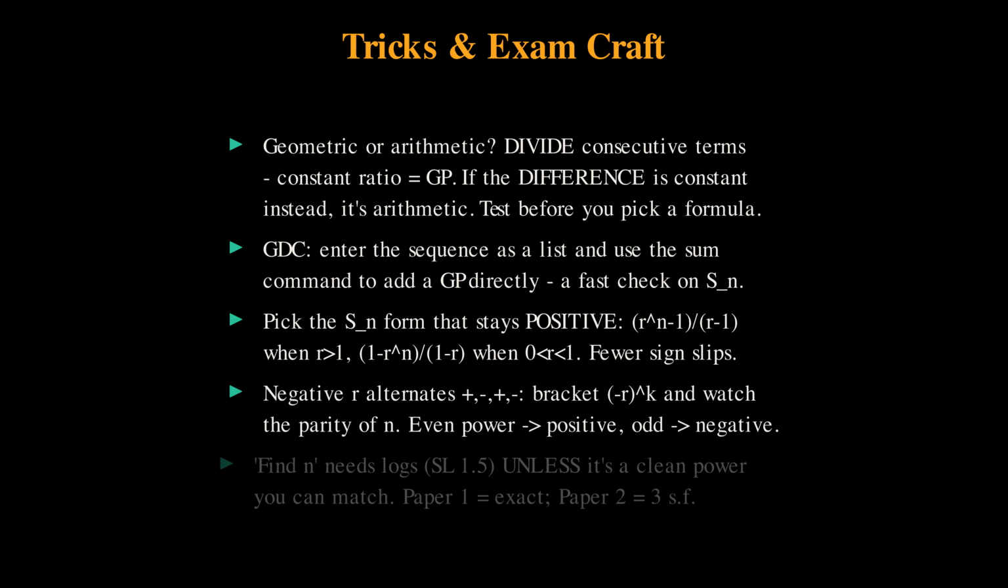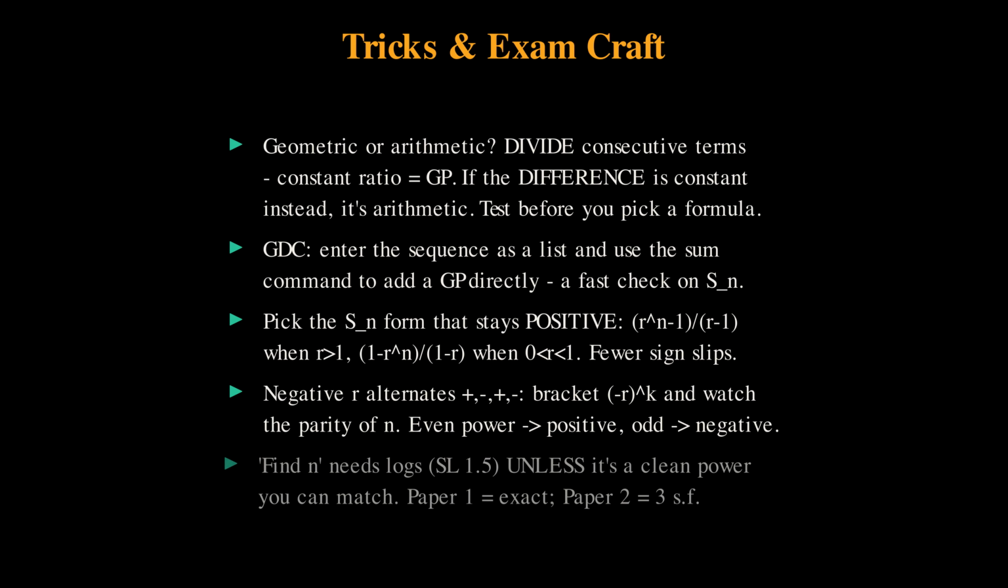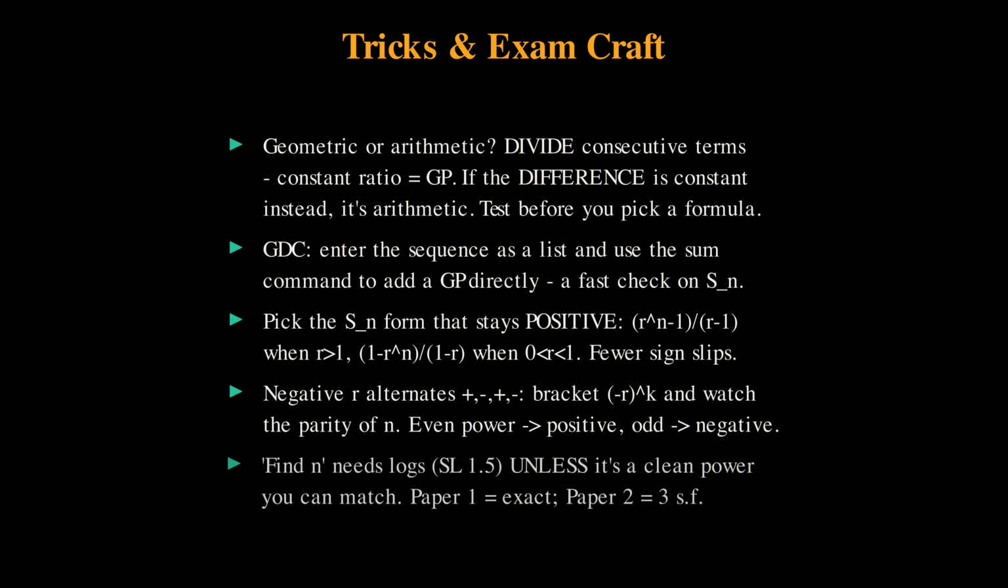And fifth, finding n usually needs logarithms. From 1.5, unless the number is a clean power, you can match by eye. Paper 1 wants exact values. Paper 2, 3 significant figures. Finally, the 4 traps. 1. Writing a r to the n, instead of r to the n minus 1 in the nth term. The slip we flagged twice.